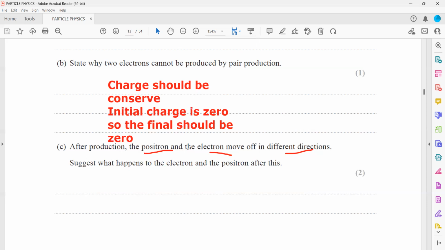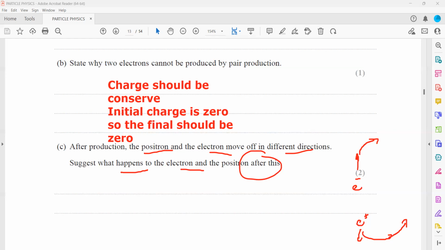So after production, the positron and electron move off in different directions. Suggest what happened to the electron and positron after this. As they're moving in opposite directions, what might happen? First, why are they moving in opposite directions? For example, if this is an electron, this one is a positron, they're moving in opposite directions. Then after some time, what will happen? There are multiple possibilities. This electron and positron might collide with another atom and transfer the energy, or it might ionize the atom, or there is another possibility that the positron will meet another electron and annihilate.